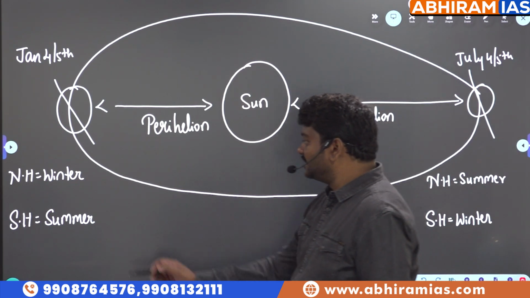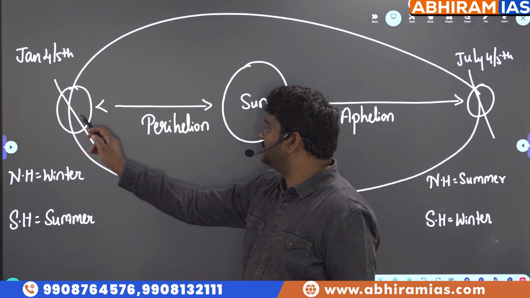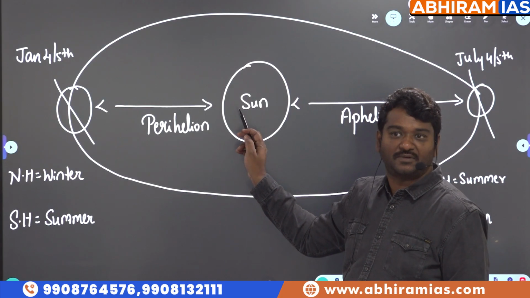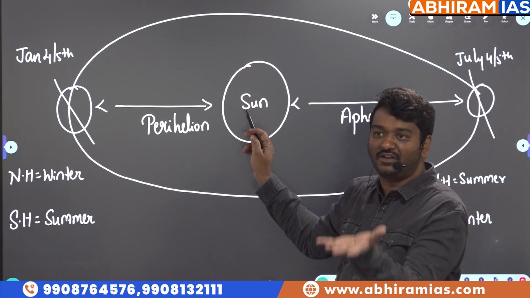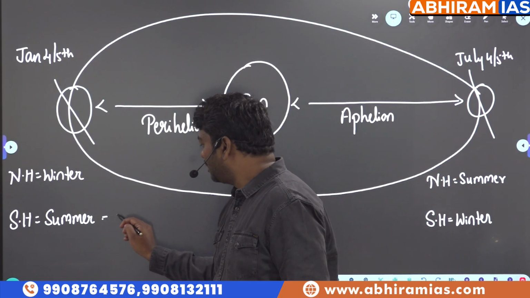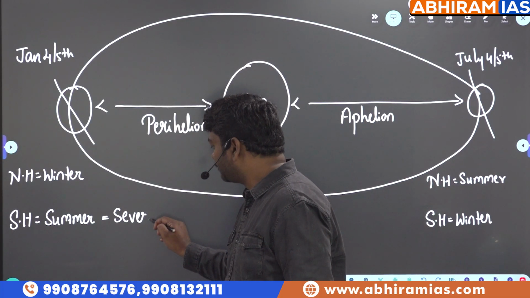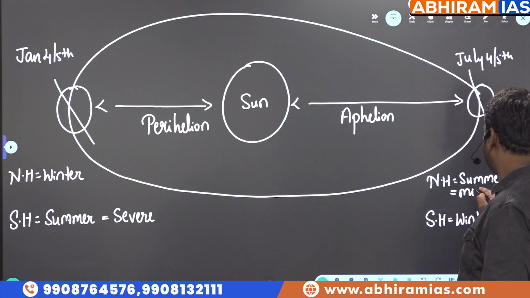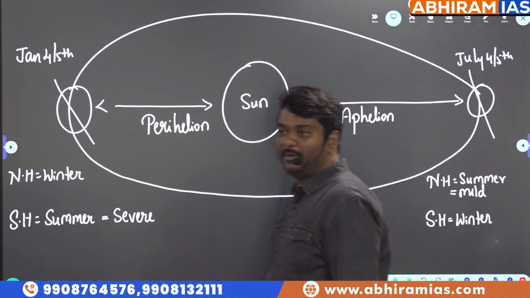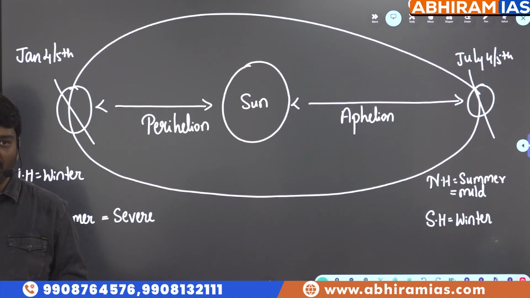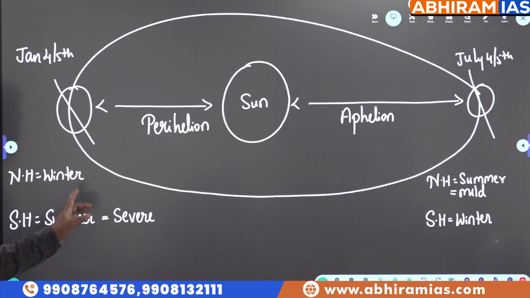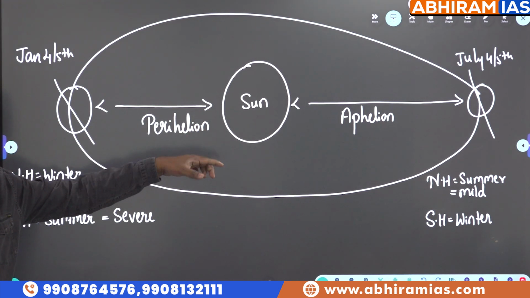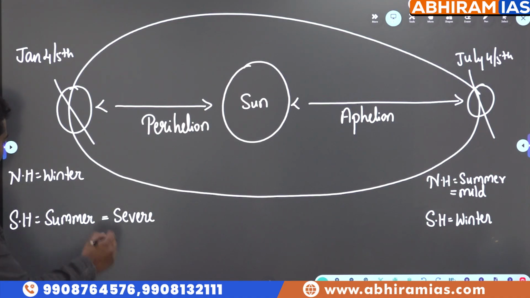Can I say in summer season, Earth is closer to the sun? If Earth is closer to the sun in summer season, can I say the temperature of the Earth increases? So, summer will be severe. Whereas in the northern hemisphere, as Earth is far from the sun, it will be mild. Okay? You talk about winter. In winter, if I am closer to the sun, can I say it will be mild cold?